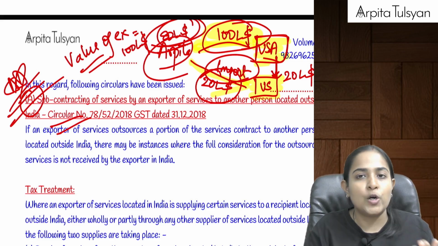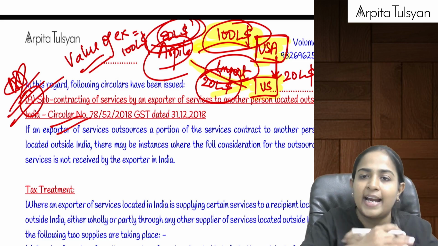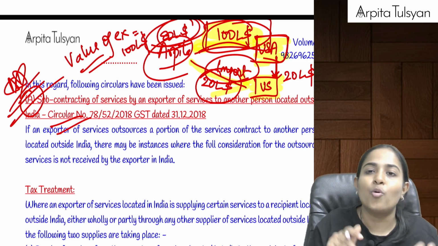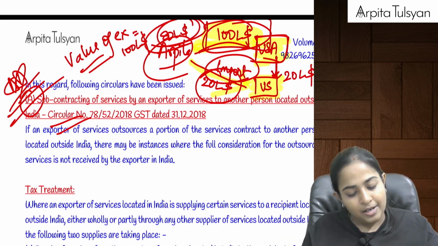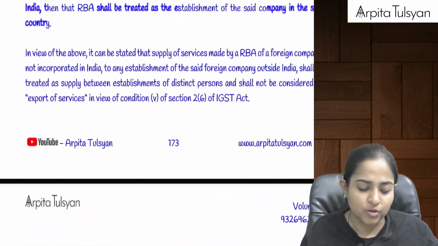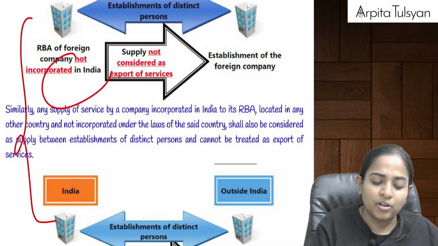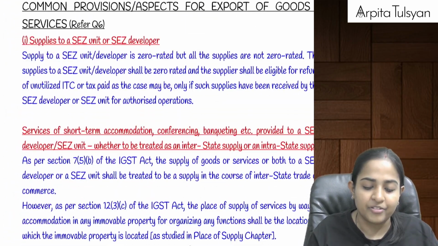So the value of export you cannot reduce by 20 lakh US dollars and say, okay, net of net, 80 lakh US dollars. No, the value of export is going to be the original contract value only. Are you clear with this? Okay. So this was all about the circular's clarification. This is the same diagram, incorporated in India or incorporated outside India, etc. The same example which I had given you.